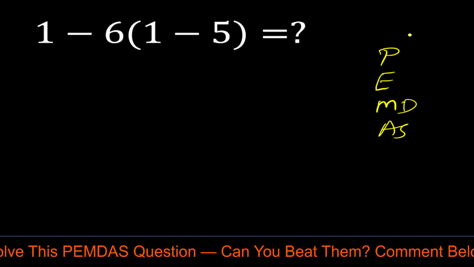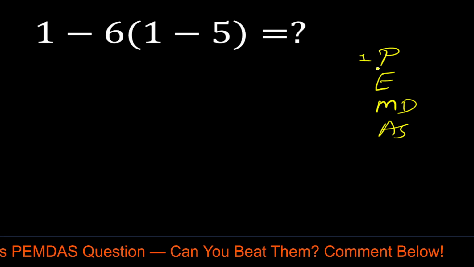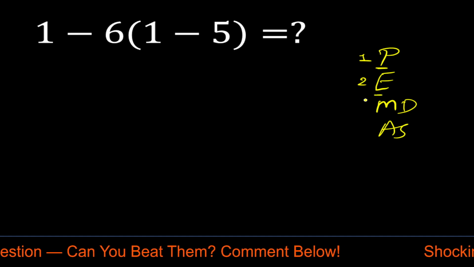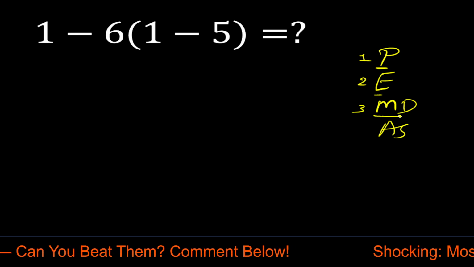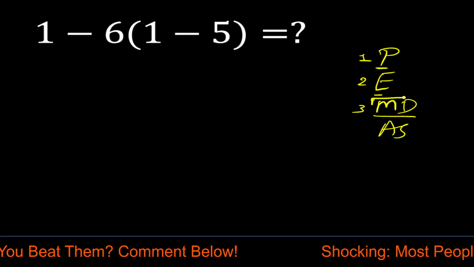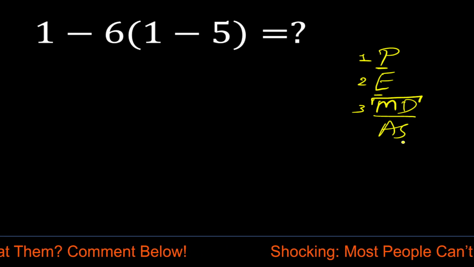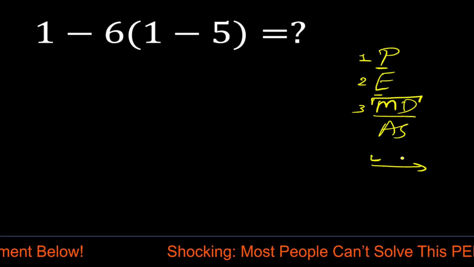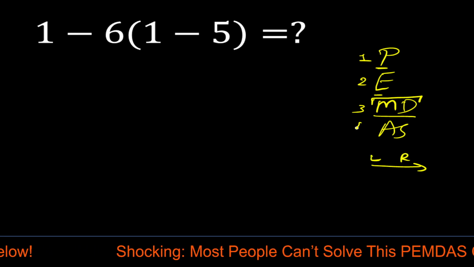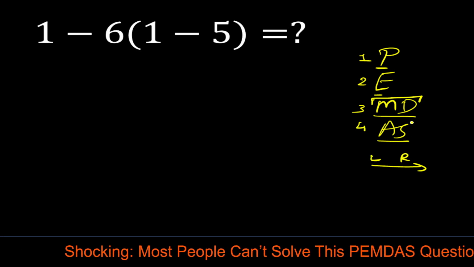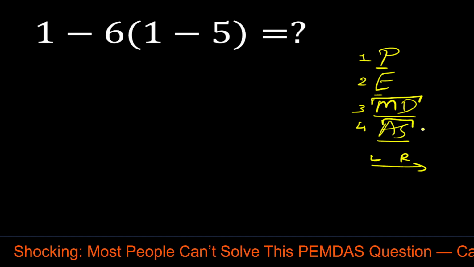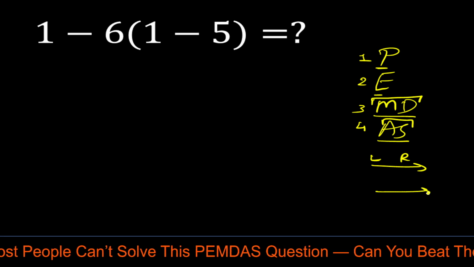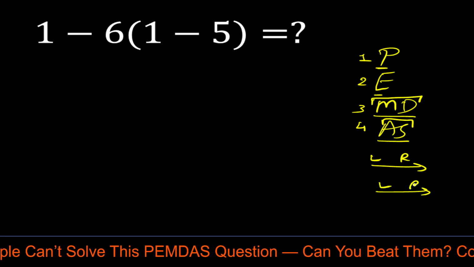P-E-M-D-A-S. According to the PEMDAS rule, first priority is parenthesis, then second priority is exponent, then third priority is multiplication and division. Here multiplication and division both have equal priority, so we have to solve it from left to right. Then fourth and last priority is addition and subtraction. Also addition and subtraction both have equal priority, so we have to solve it from left to right.